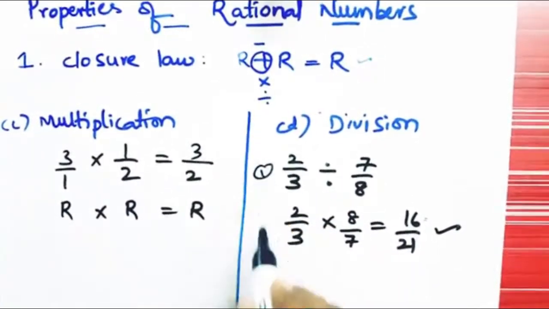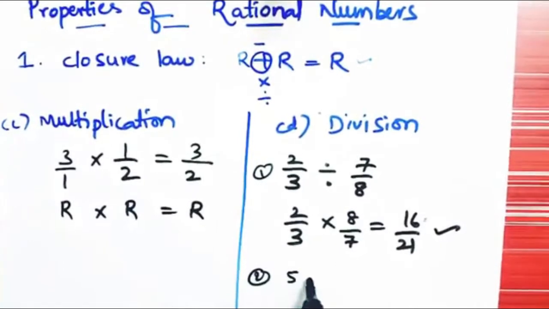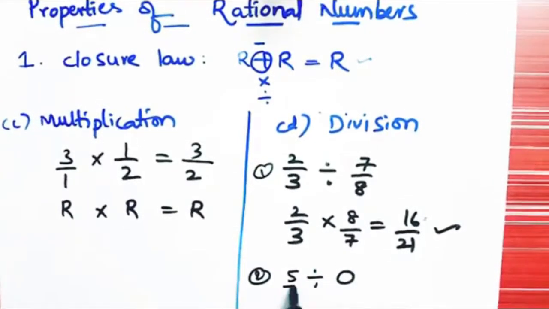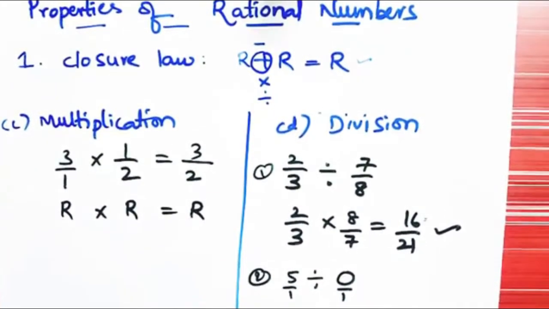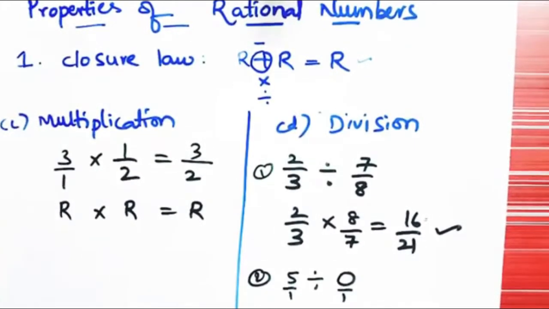But one more example we are taking now. For example, if I'm dividing 5 by 0, 5 is a rational number, 0 is a rational number, but 5 by 0 we can't define the answer. So we can't define the answer, so it does not follow the division property. From this example we can conclude that rational numbers are not closed under division.